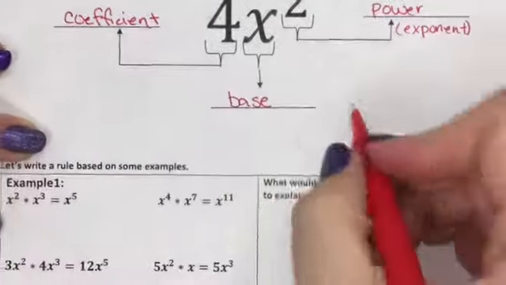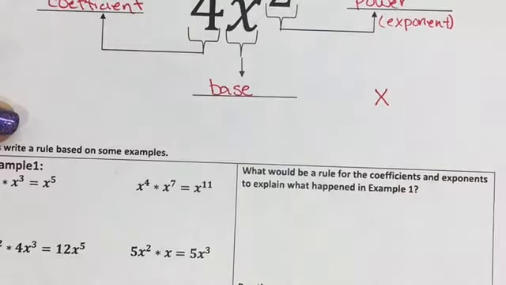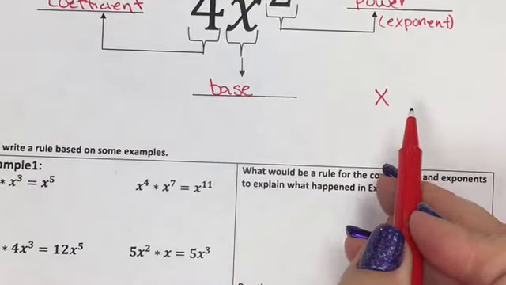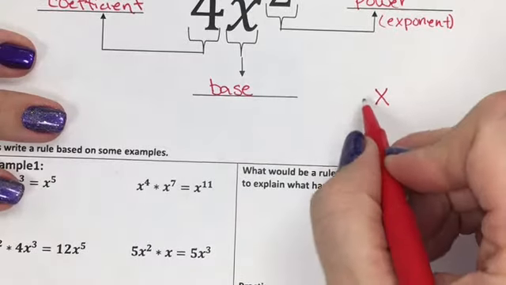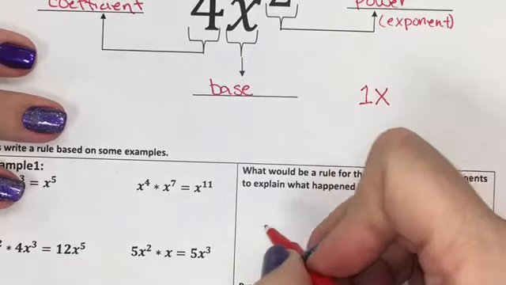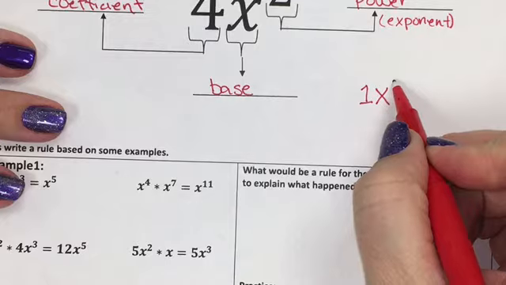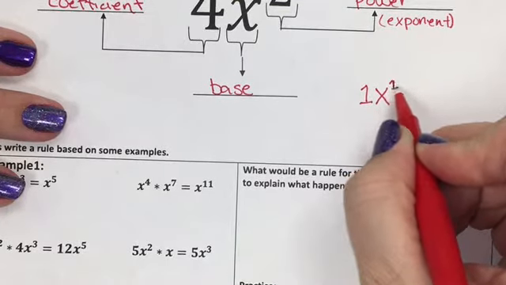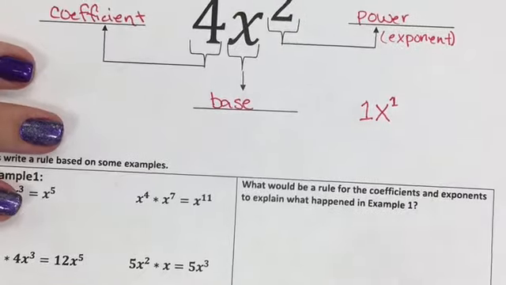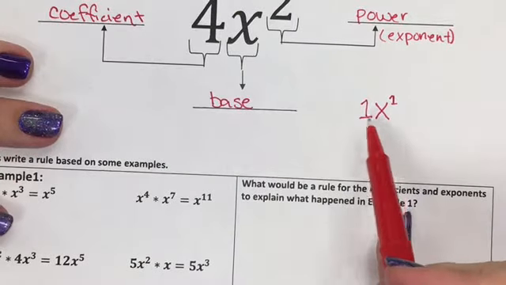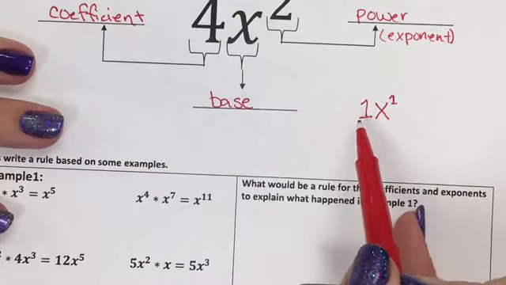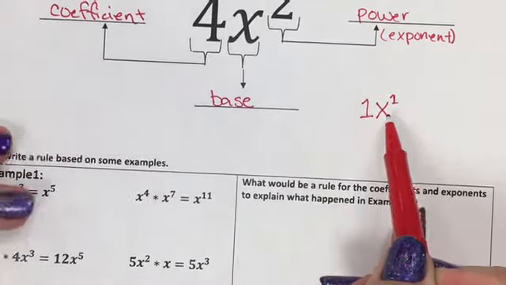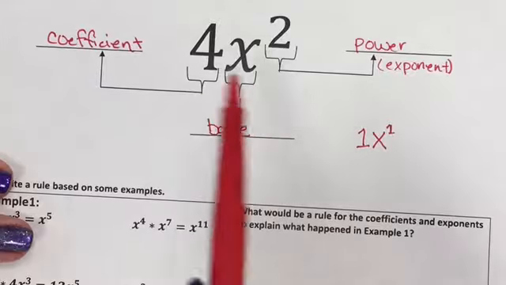Now, if we just had x by itself, x still has a coefficient and a power, we just don't actually write them. So it's understood that if there's not a number in front, the coefficient is 1. And it's understood that if we don't see a tiny number and we have a variable, that tiny number is also 1. Okay, so that's just something that you have to also be aware of. So if you don't have a number in front of a variable, that's 1. If you don't have a tiny number and you have a variable, that's 1 as well. Okay, but every term will have one of these.